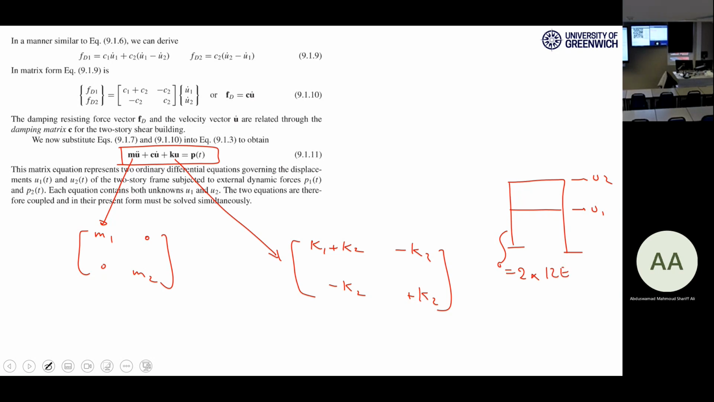The stiffness for this story is 2 times, because I have 2 columns, each column's stiffness is 12 EI over L cubed. We had this. If this slab is rigid, it's 12 EI over L cubed, for whatever column we have. For the second story, this is K1. K2 is again 2 times 12 EI over L cubed for these 2 columns. If they are different, you need to take into account the different characteristics of different columns, right?